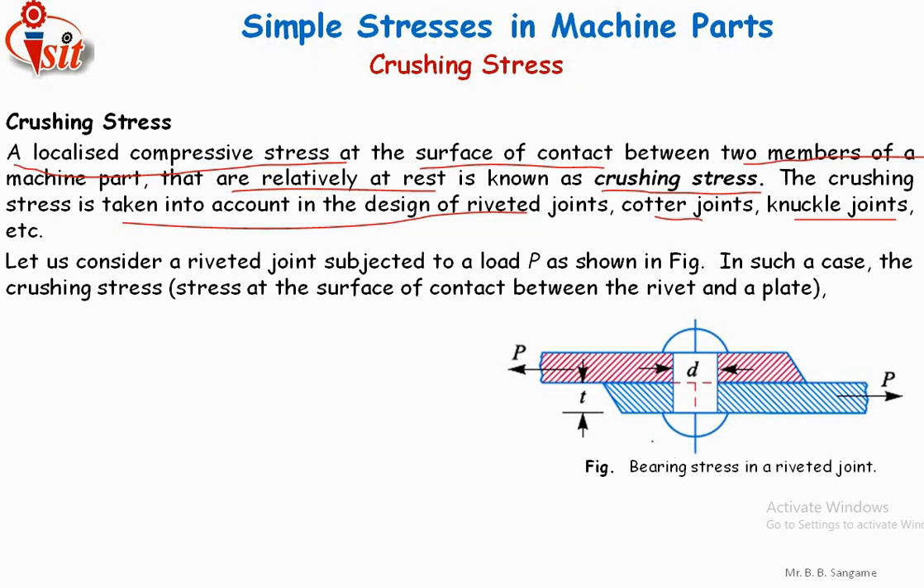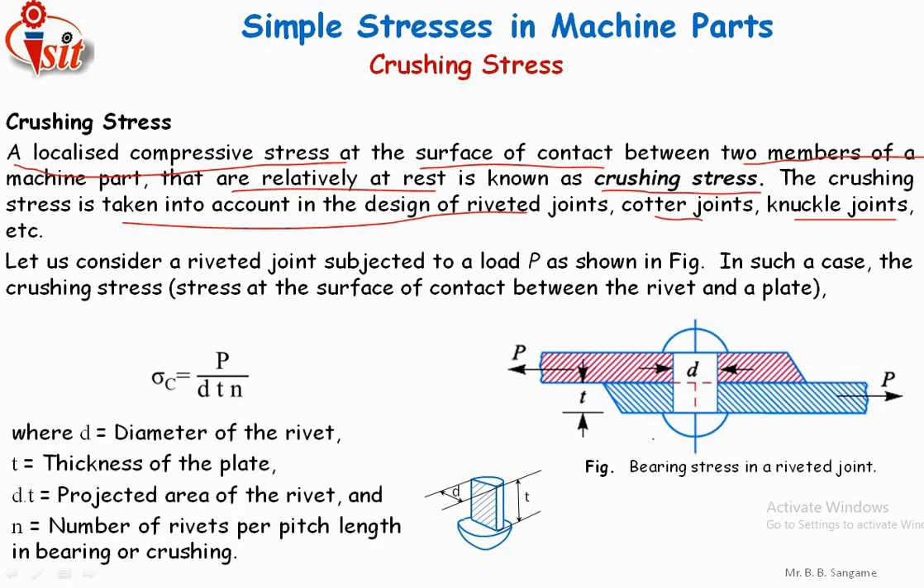Now, how can we determine the crushing stress? In the last lecture we have seen how we can determine the shear stress. Now have a look at how we can determine the crushing stress. Again the same example that we took when we understood what is meant by shear stress. Let's take an example of a riveted joint. Now this is the rivet. This rivet joins these two plates, upper plate and bottom plate.